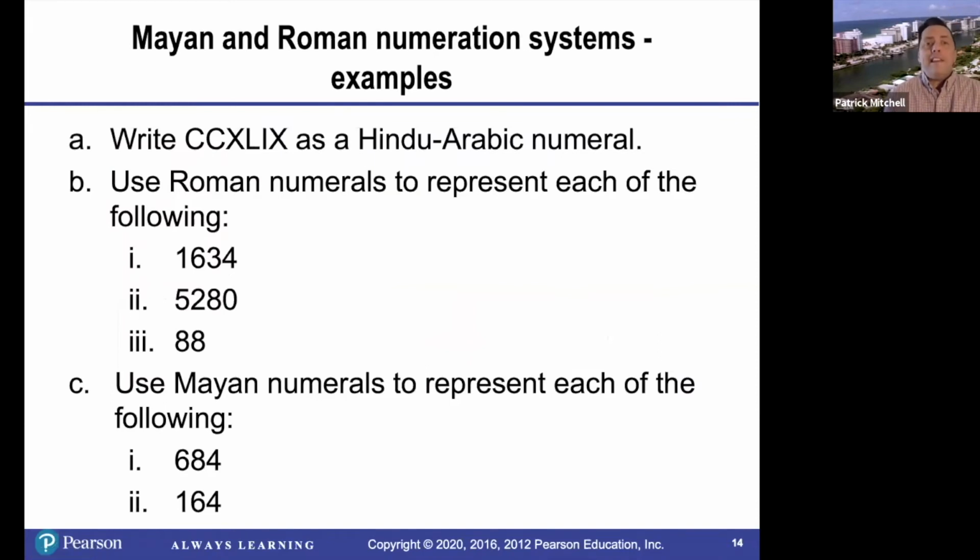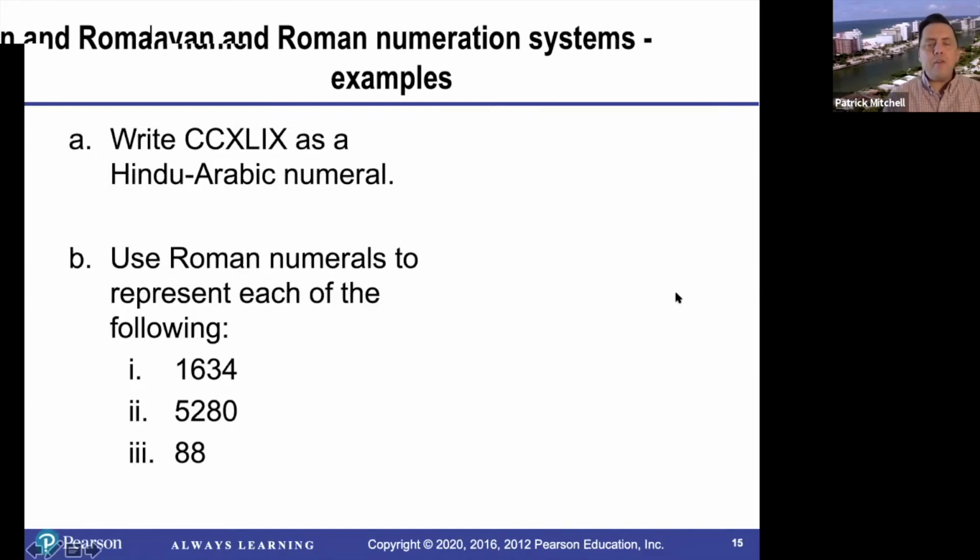Okay, so now to the example. First, we're going to write CCXLIX as a Hindu Arabic numeral, you know, the way that we write our numbers. Then we're going to use Roman numerals to represent these 3 numbers. And then finally, we're going to use Mayan numerals to represent those 2 numbers. Okay, let's get these Roman numerals out of the way first.